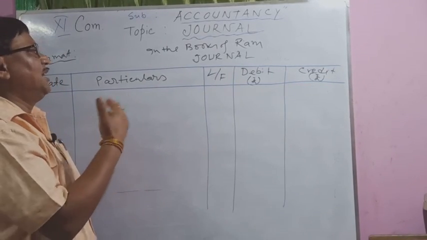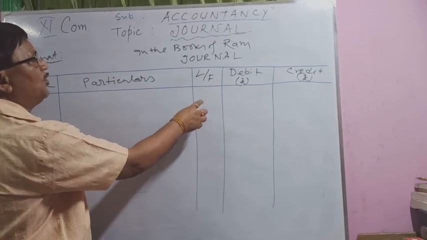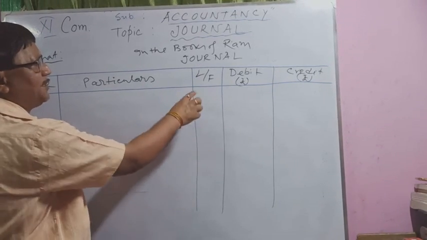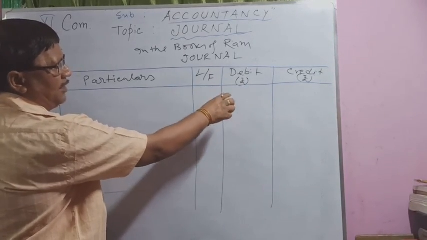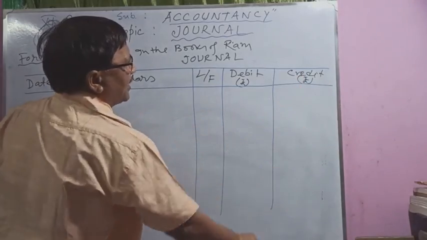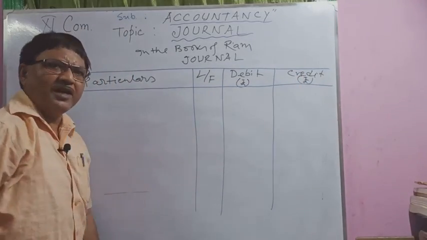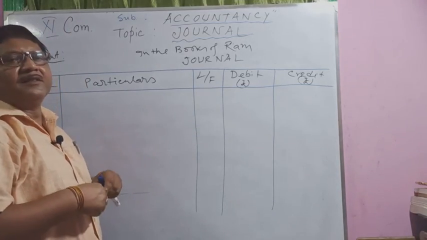Journal to ledger posting, either real account or personal account or nominal account. Which page? It also mentions specifically. And the debit column records the debit amount, and the credit column records the credit amount.